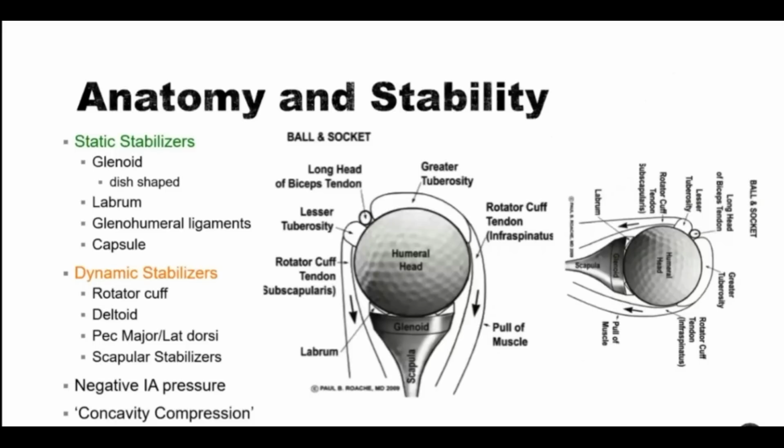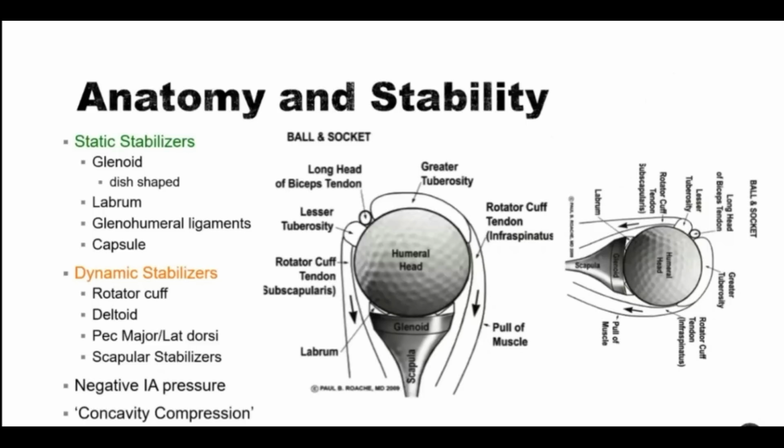In terms of anatomy and stability of the shoulder, there are static stabilizers, which consist of the glenoid. The glenoid is just like a golf tee, right? It's tiny, and you have the golf ball, which is the humeral head, sitting on top. The labrum is a very important static stabilizer. It goes around the circumference of the glenoid. Then you have the glenohumeral ligaments, the superior, middle, and inferior glenohumeral ligaments, and the capsule, and all are critical for providing static stability.